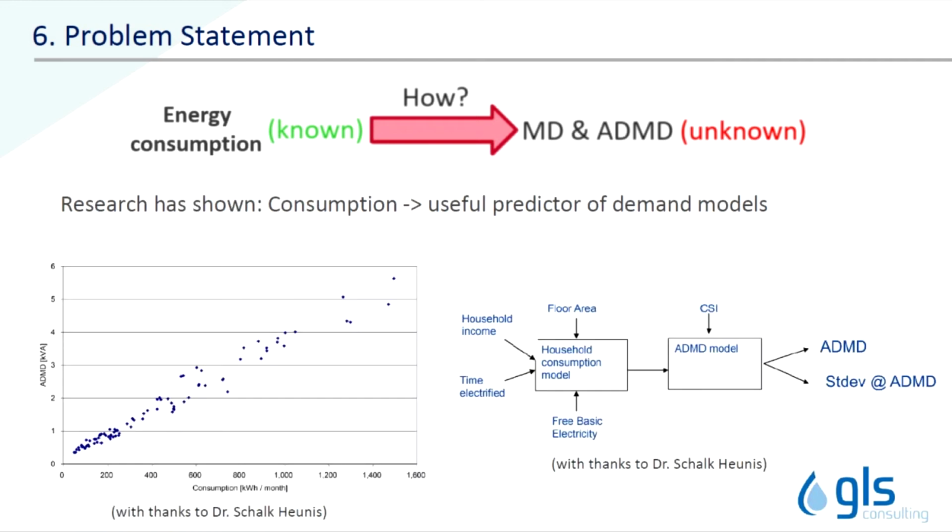Research has shown customer consumption to be a useful predictor of load profile models for different customer types. Many years ago, previous research focused on developing a household consumption model, which was then used to inform an ADMD model. However, what we are doing is not developing the household consumption model, because we already know through our database what the household consumption is. Then we can use what we know to derive an ADMD model.